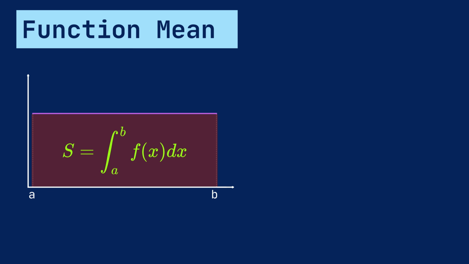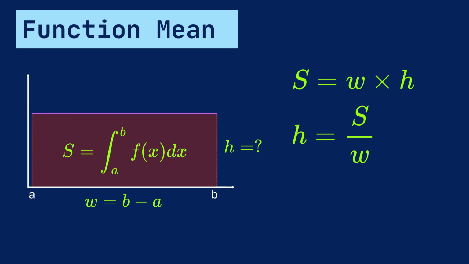Now in our case, the width is easy. We can just take the length of the interval, b minus a. So we are left with the big question: what should be the height? And actually we can easily solve that. We can take the equation, rearrange the terms, and see that area divided by width will be height.